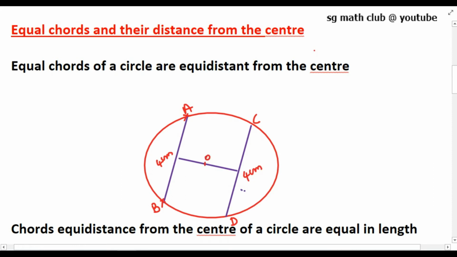Now O is the center of the circle. If you measure this distance OM and ON, then that will be also equal. Say let it be 1 centimeter. Means equal chords of the circle are equidistant from the center, or the chords which are equidistant from the center will be equal in length. This is the converse of the statement. Equal chords of the circle are equidistant from the center, and the chords which are equidistant from the center of a circle are equal in length.